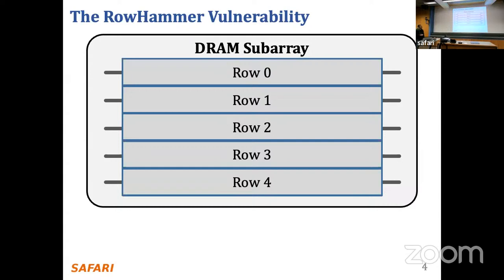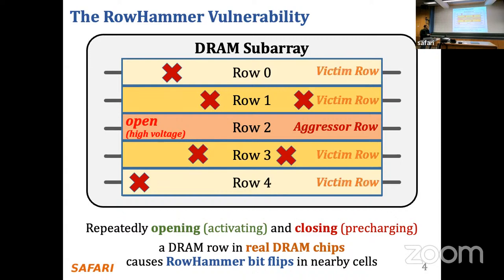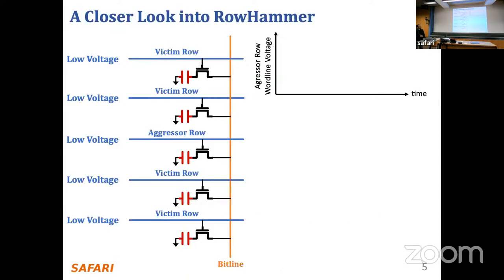So let's talk about RowHammer a little bit. I think you saw this slide many times in the past, so I'll try covering it very quickly. Let's say we want to access data from row 2, we need to open it. Once we are done with row 2, we need to close it, right? When we do this operation many times, you observe bit flips in physically adjacent rows. If you keep doing this, you will observe more bit flips in the physically adjacent rows and also in other rows. This is called RowHammer. We name this row 2 that we hammer the aggressor row and the other rows victim rows.